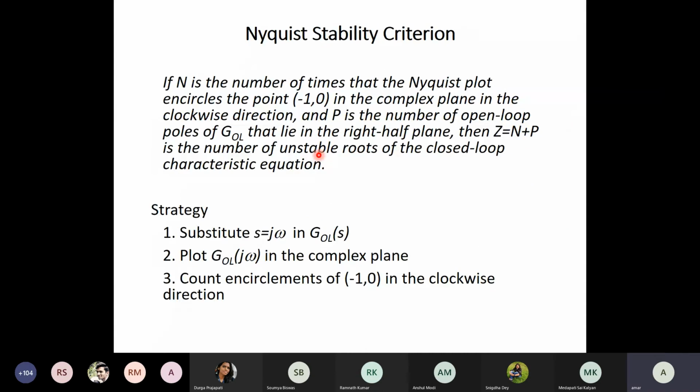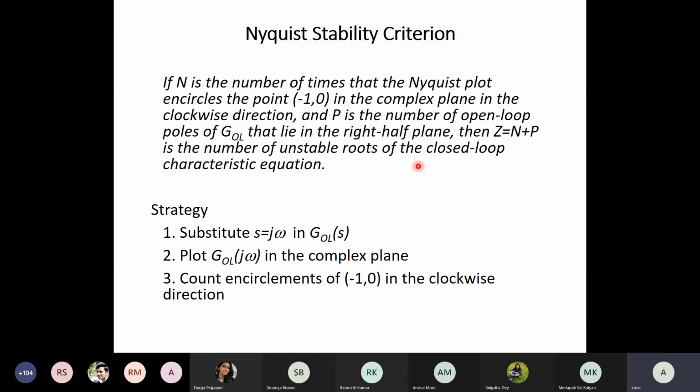Next, I'll come to the Nyquist stability criterion. It states that if N is the number of times that the Nyquist plot encircles the point minus 1, 0 in the complex plane in the clockwise direction, and P is the number of open loop poles of GOL that lie in the right half plane, then Z equals N plus P is the number of unstable roots of the closed loop characteristic equation. Why is the point minus 1, 0 coming into the picture?